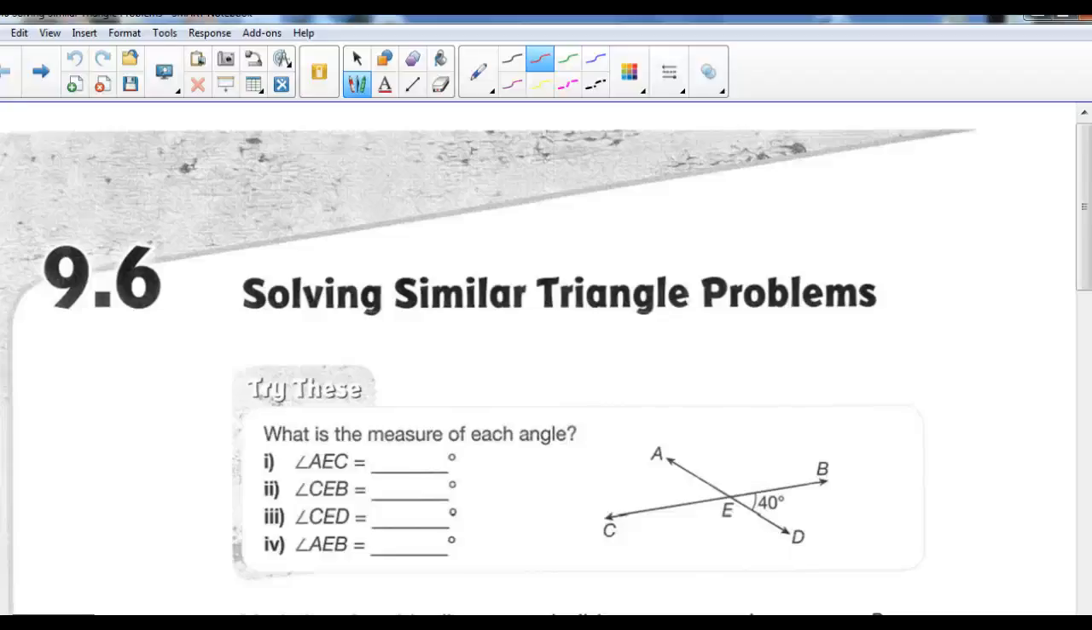Okay, this is the last part of Chapter 9, 9.6, solving similar triangle problems before you get to the review and to the practice test. Okay, so let's try these.